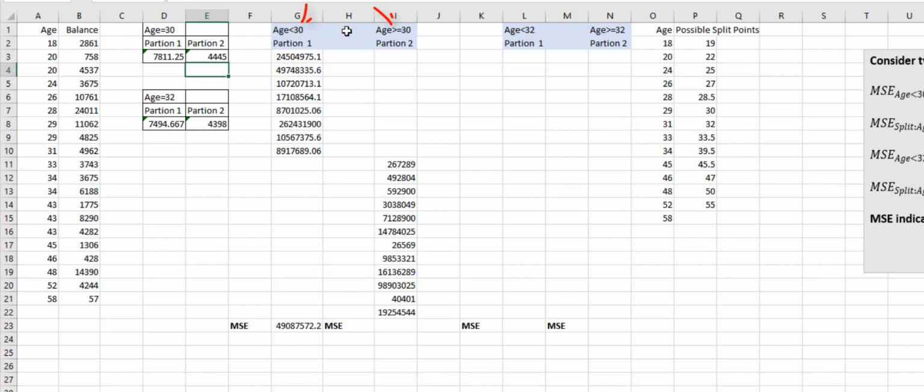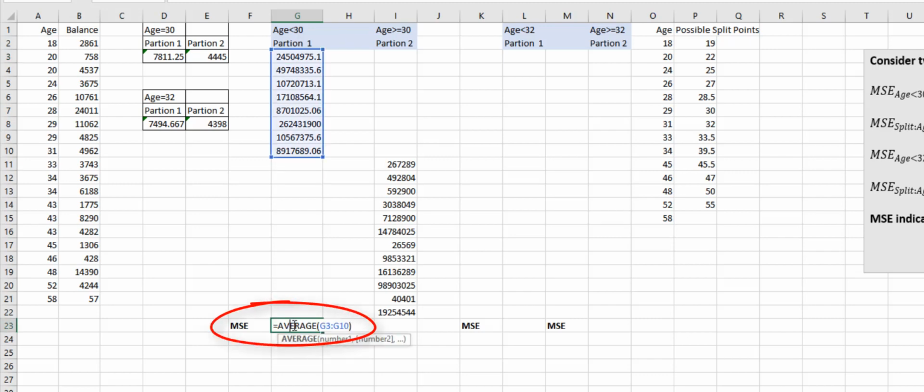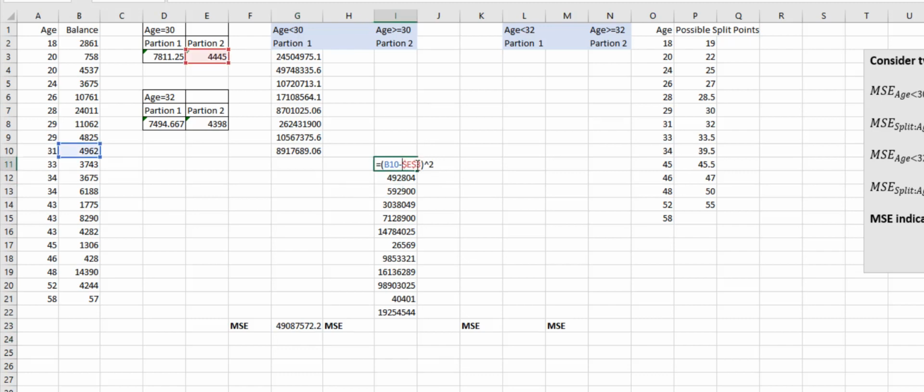And next we are going to calculate the mean square error for the first split point when age is equal to 30. So here on the screen we have two partitions. We first calculate the squared differences. So here, as you see, we take the difference between the actual balance minus the predicted balance, and then this difference is squared. And we repeat this calculation for the 8 observations we have in the first partition. The mean square error is calculated as the average of all these squared differences. And we repeat the same steps for the second partition. We first take the differences and square. And finally, to find the average, we use the average function in Excel.